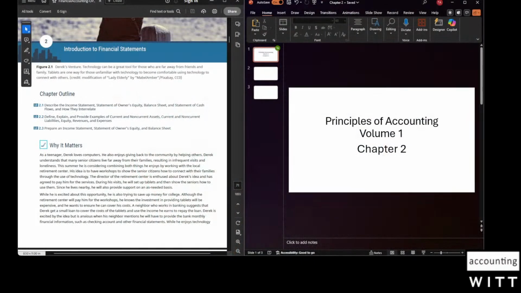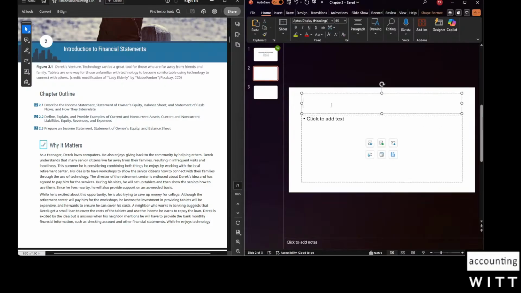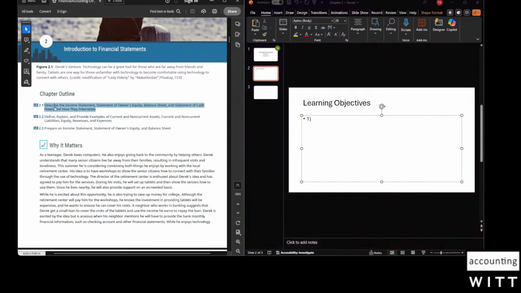Let's do chapter 2. All right. Looks like this has 3 learning objectives. Let's outline those real quick. 1, describe the income statement, statement of owner's equity.